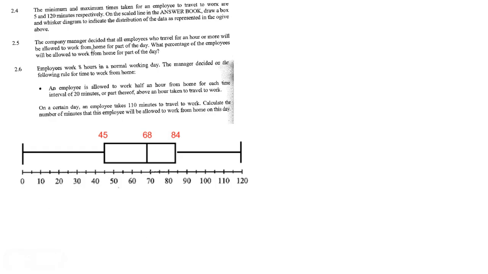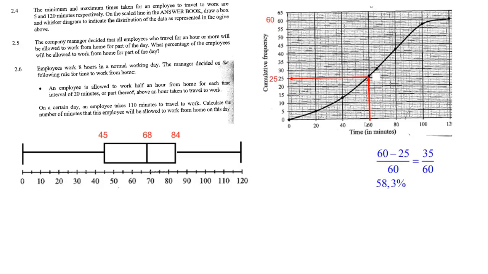So the company manager decides that all employees who travel for more than an hour will be allowed to work from home. What percentage of the employees will be allowed to work from home? Well, all you do is go to the ogive, and this time go to 60 minutes, 1 hour. Then run over. All these employees are more than an hour.